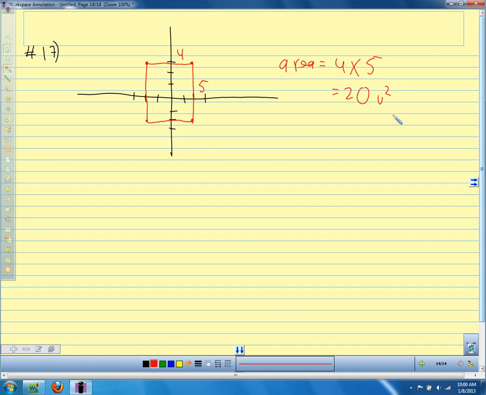So when they give you the vertices, when they give you points, just plot the points, sketch out your figure, and count squares to find the base and the height. Just count your spaces to find your base and your height. So there are a few of those that you have to do. Questions on that one?